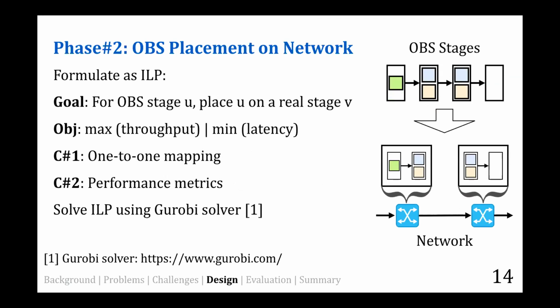After placing the compound TDG on OBS, SPEED executes the second phase of program deployment, which is also formulated as an ILP. In this phase, we need to place the OBS on the substrate network. In detail, for each OBS stage U, we need to map U on a physical stage V. Our objective is to maximize packet processing performance, including maximizing throughput or minimizing per-packet processing latency. This phase is restricted by two constraints, including one-to-one mapping between an OBS stage and a physical stage, and the related performance metrics of the substrate network. We also use Gurobi for problem solving. More details of our formulation can be found in our paper.